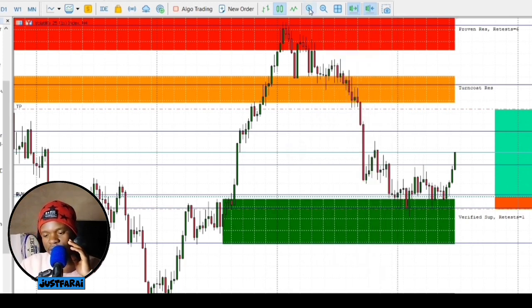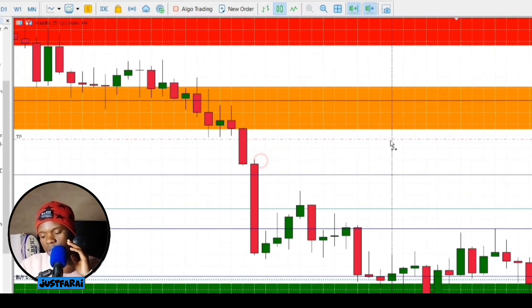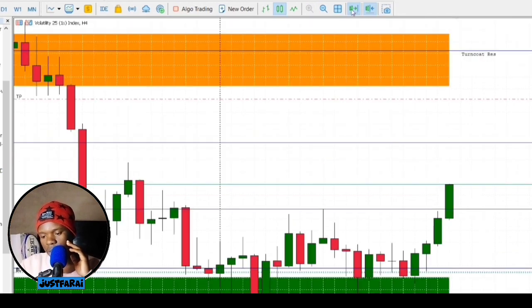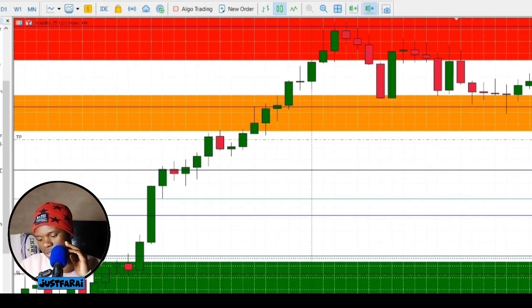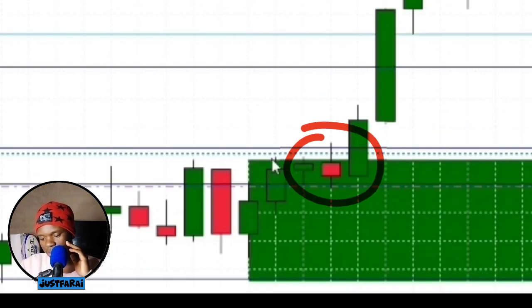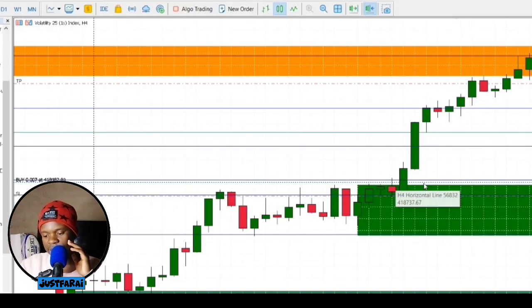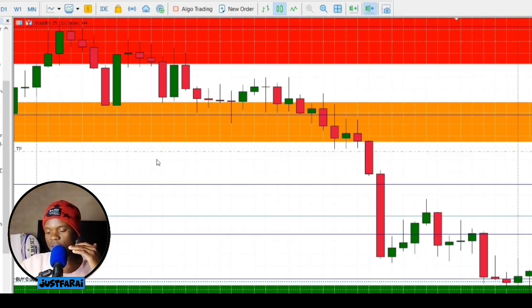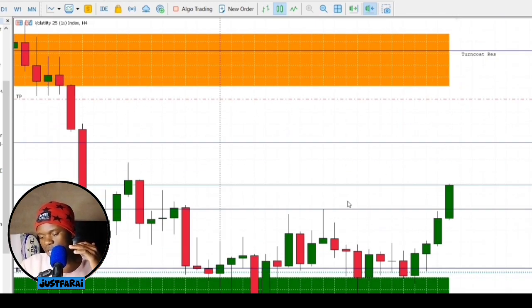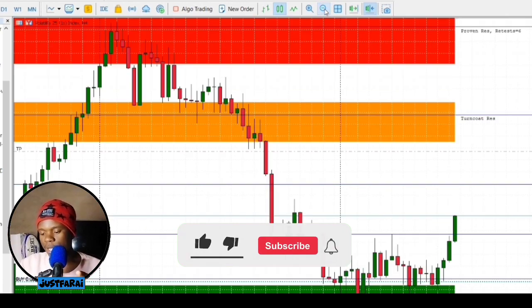If I zoom here, how do I shift this chart? Okay, if I move to here, you can see that there was an H4 order block here that was mitigated later on. It also gave me an additional confirmation. It's like, this market can actually do something here, because there was a verified support as well as an order block at that point. And I was like, okay, cool.